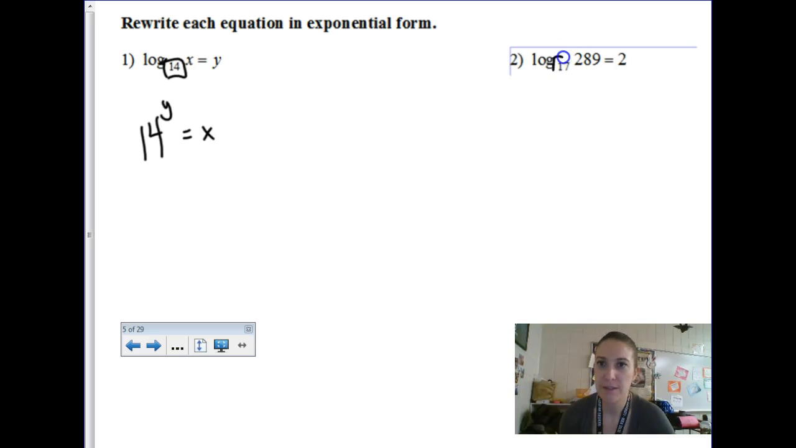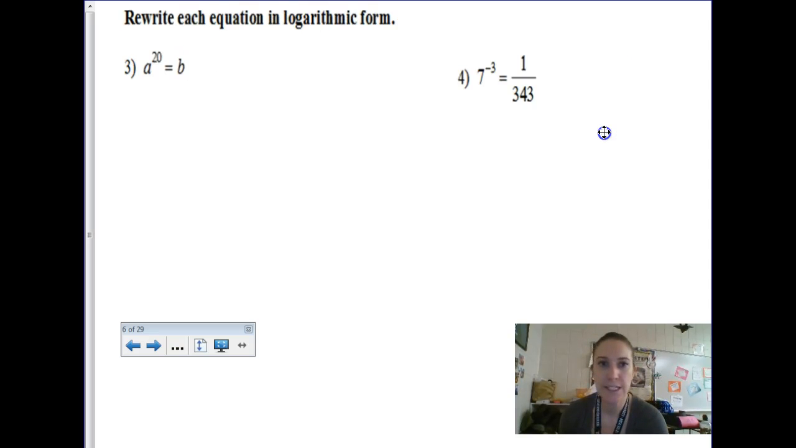So here the base is this 17 right here. So the base of my exponential is now a 17. And then I raise it to this second power equals 289. Well, that just makes sense. 17 to the second power is 289. But they're not always numerical, so we have to keep that in mind.